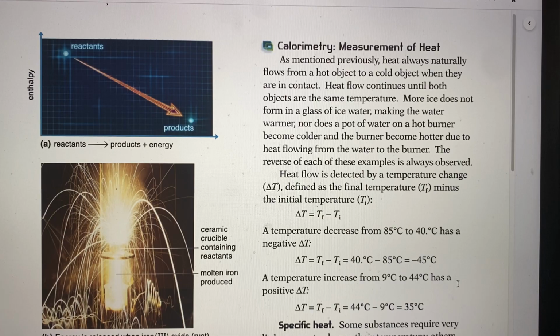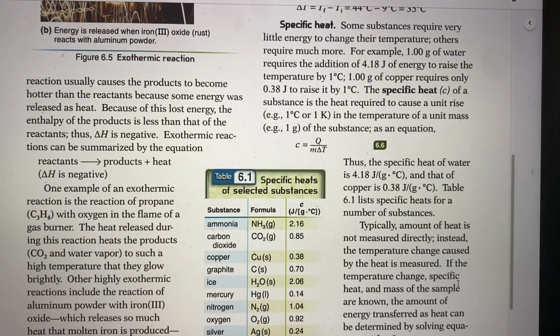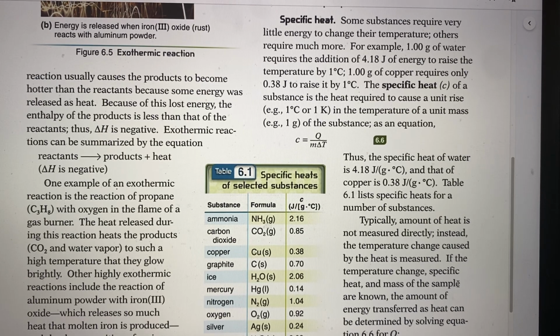That's pretty self-explanatory. So now let's talk about this issue, which gets a little bit more complicated, but it's actually pretty cool because it has to do again with the universe. It's called specific heat.